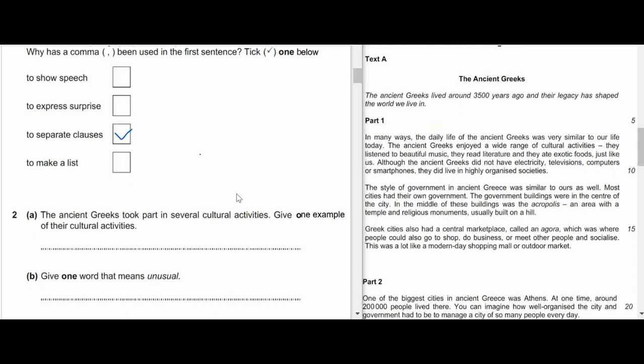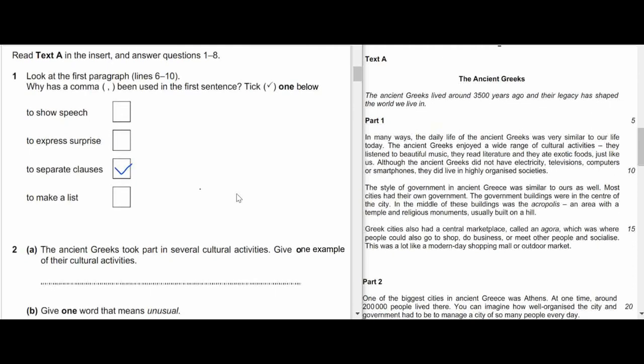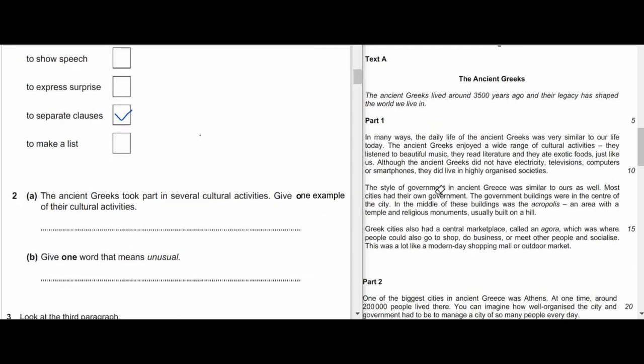The tip to answer this question is that usually the answer is located in the text according to the order of the questions. It means if Question 1 is in lines 6 till 10, Question 2 may still be in the same lines or the next lines after that. So the questions and the answers are always in order for the English test in the Cambridge Progression Test. We see several cultural activities here. Culture is still in lines 6 till 10, and you got your answer.